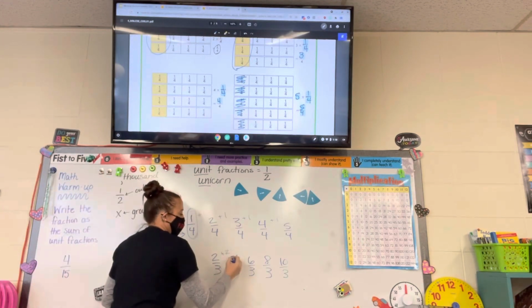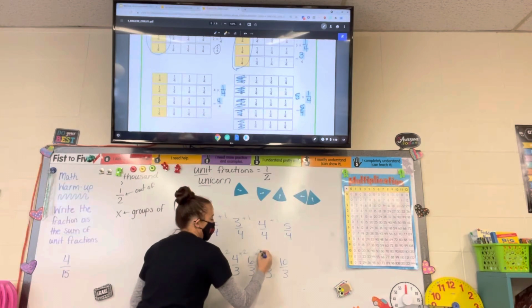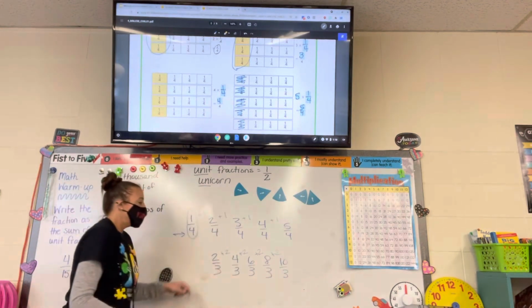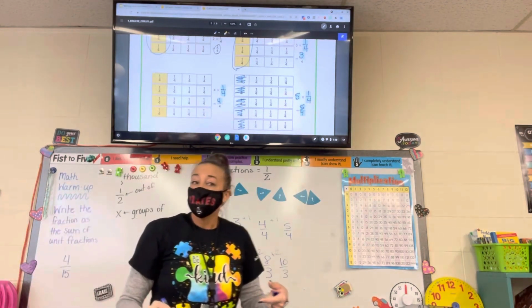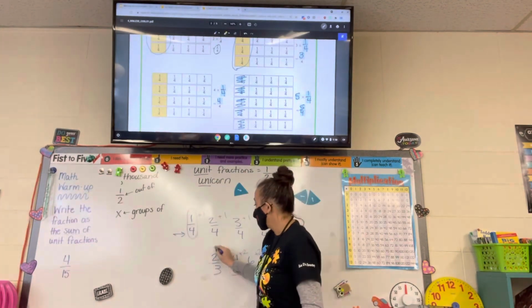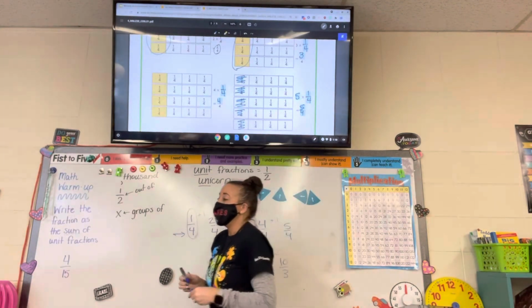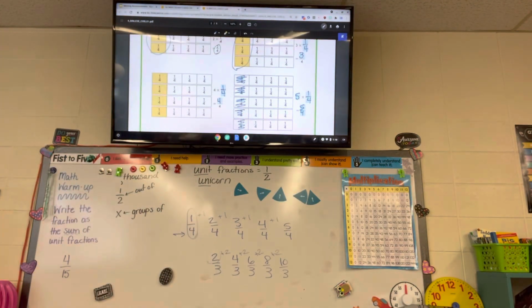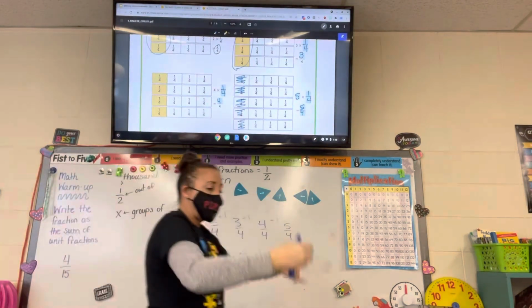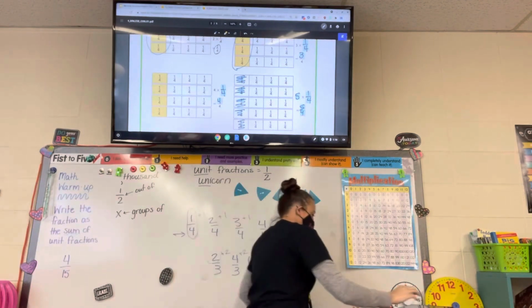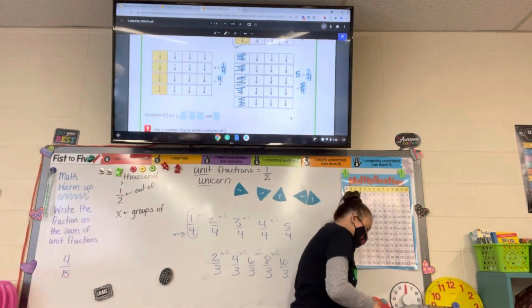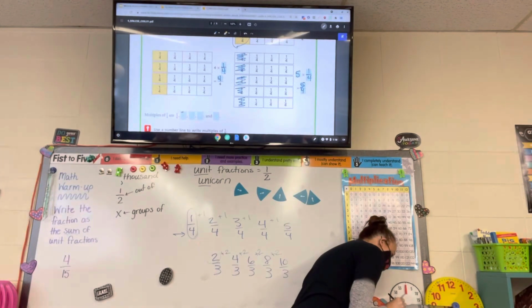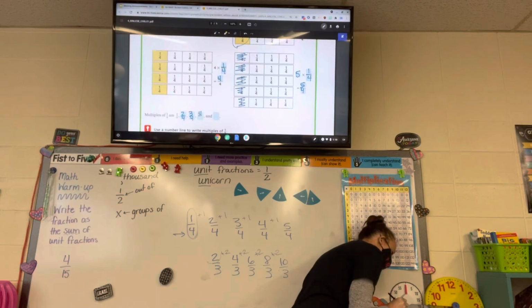2 plus 2 is 4. 4 plus 2 is 6. 6 plus 2 is 8. 8 plus 2 is 10. The reason that you add 2 on these is because what did we start with? 2. So whatever numerator you are finding the multiples for, each multiple is going to increase by that number. Okay? All right. So the multiples of 1/4 are 1/4, 2/4, 3/4, 4/4, and 5/4.